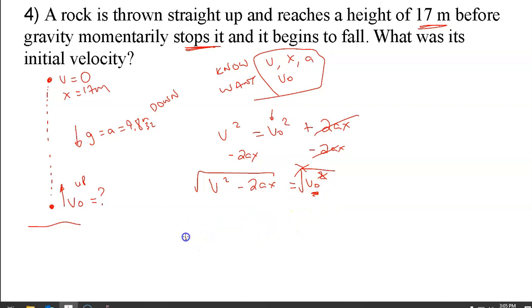We're ready to put some numbers in this. And the v squared, here's my v is 0. I'll put it in here, but you don't really have to. I've got this minus 2, subtract 2, times a. The a is 9.8 meters per second squared. And the x is 17 meters. It's actually 17 meters up.